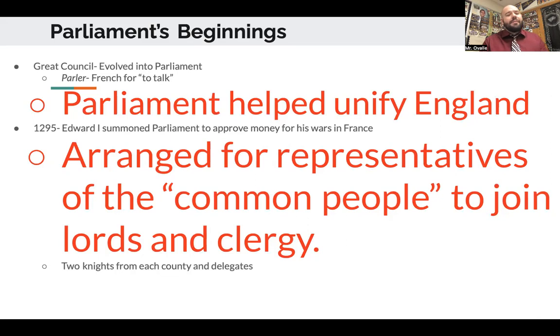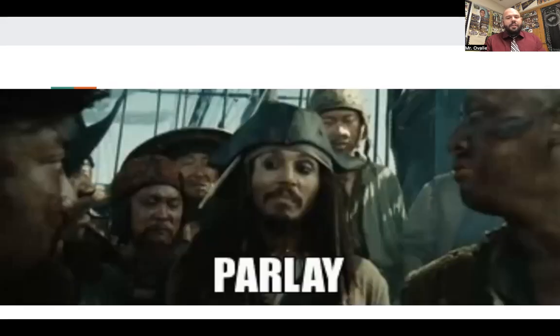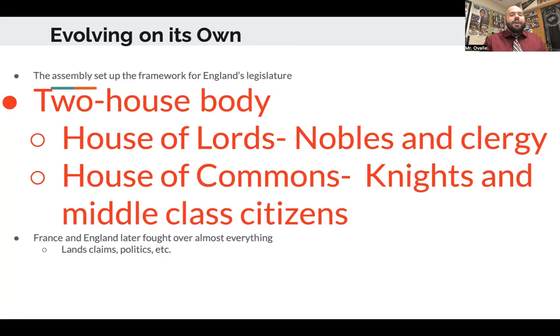In 1295, Edward I summoned Parliament to approve money for his wars in France. He will arrange for representatives of the common people to join these lords and clergy. And these common people would send 2 knights from each county, because that's how England's divided, counties, not states, and delegates. So when I think of Parlay, I think of Captain Jack Sparrow and Parlay.